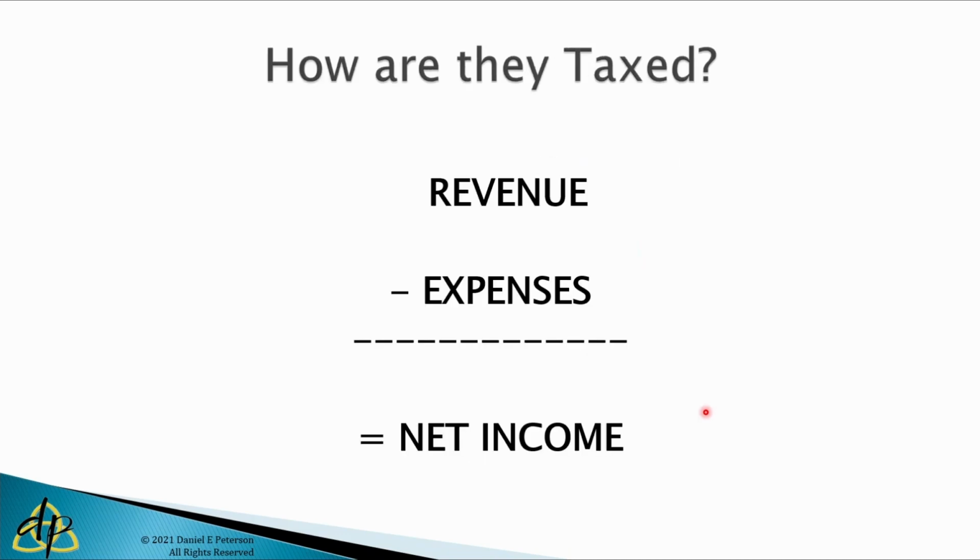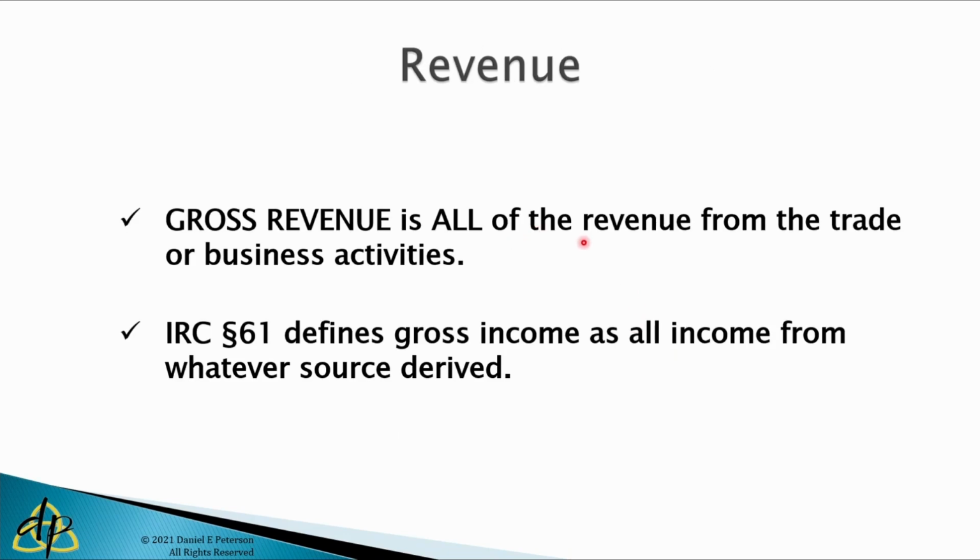So how are these entities taxed? Basically, we're going to be talking about revenues minus expenses equals net income amongst all three of these entities. So what are revenues? What are expenses by each of these entities? Well, revenues are going to be gross revenues from all sources. This includes cash, checks, credit cards, and bartering. If you were bartering for your business activities, that is technically revenue that should be reported on your tax return. So it's all sources of income that you derive from your trade or business activities.